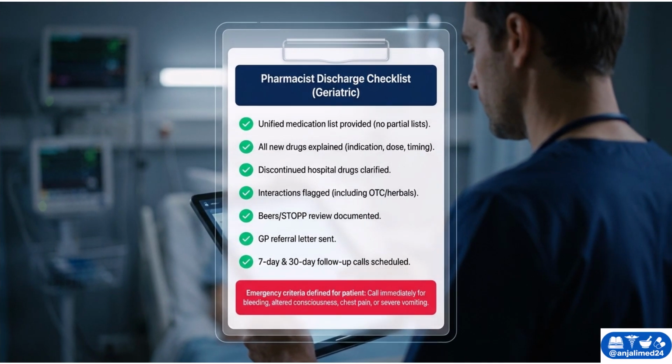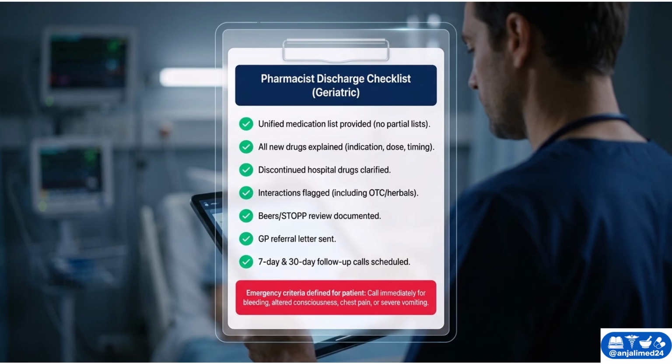Medication reconciliation, the most important in Pharmacist discharge checklist for geriatric patients. As we approach the final stage of medication reconciliation, this slide presents one of the most practical tools in patient safety, the Pharmacist discharge checklist.